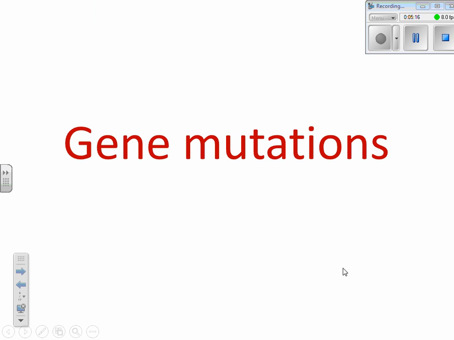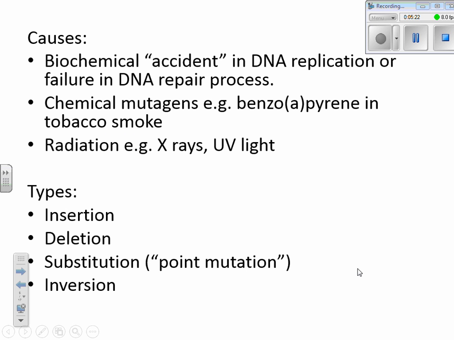Now, if we look at different types of gene mutation, the causes can be various. I've got an odd sort of selection there. I think probably the top one is going to be the most common, what we just described as a biochemical accident. If we're copying the DNA when cells divide, there's huge scope for errors.